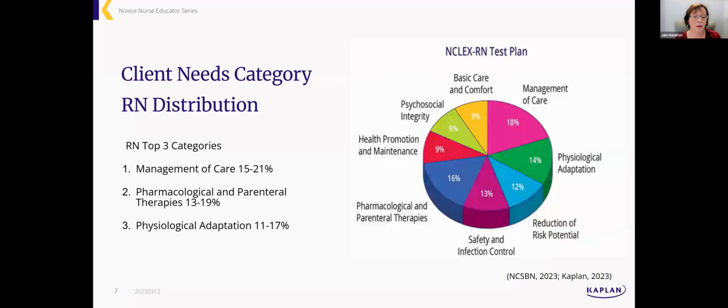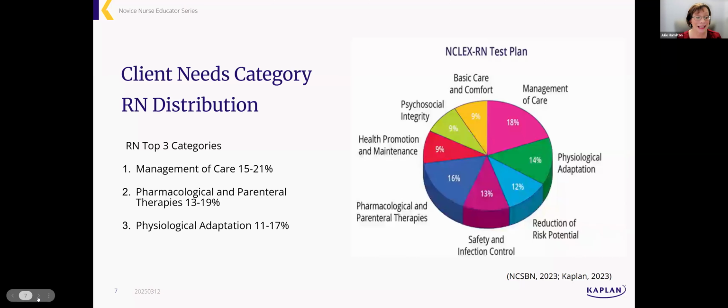Why do we need to know this? Well, if you look at these 3 top categories for RN, that makes up about 48% of the items, the questions the student will see on the actual NCLEX exam. Why is that important? For us as educators, we need to know what are the topics in these categories. I want to get my students ready, because out of all of the 8 categories, these top 3 are almost 50% of those questions they're going to be tested on.